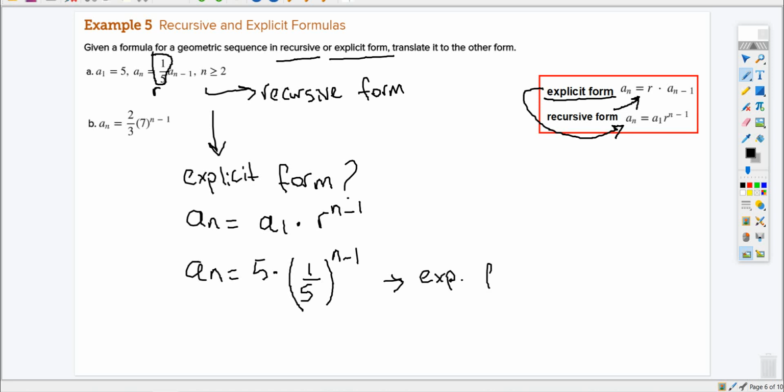Explicit form. Okay, so this is the deal. This is 5a. Okay, so I'm going to erase this one now to do the 5b.